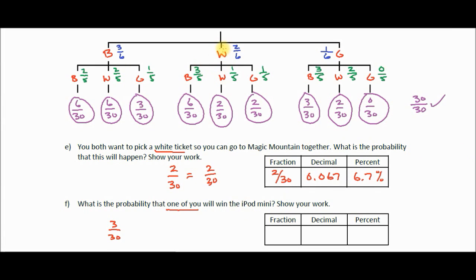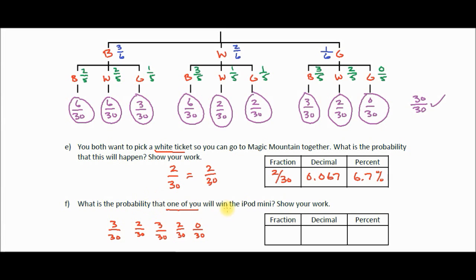White, green. There's a good one too. 2 over 30. And then all these branches look like they're good. 3 over 30, because the first pick is green. And then 2 over 30. And of course, this one is not going to happen, but let's just write it so we can show our teacher we understand how a tree diagram works.